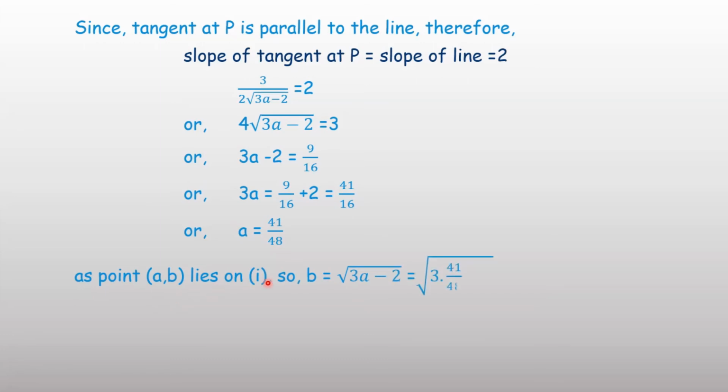Since point (a, b) lies on the curve, we can find the value of b with the help of a. b equals under root 3a minus 2. In place of a, write down 41 upon 48. Simplify: 9 upon 16 equals 3 upon 4. So the point on the curve has a as 41 upon 48 and b as 3 upon 4.